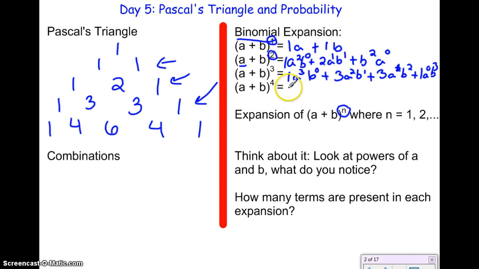We'll do one more row with the fourth. So we have 1, a to the fourth. We've got b to the 0, so that's really not even there. Then we have 4 as our coefficient, a to the third, b to the first. And then we have 6 as our coefficient, a to the second, b to the second. They're the same. Then we have 4 as our coefficient, a to the first, b to the third. And then our last term will be coefficient of 1, a to the 0, and b to the fourth.